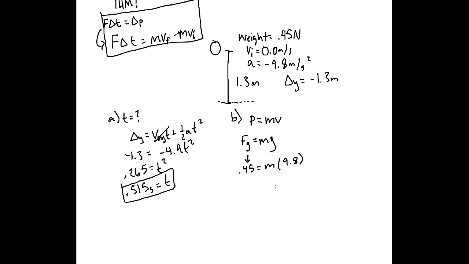Now, I've made both of these positive because we know that weight is directed down and it is negative. And we know that gravity is directed down, so it is also negative. Those two negatives cancel each other out, leaving you with a mass of 0.046 kilograms. Okay, so that's my mass. One piece of information done.